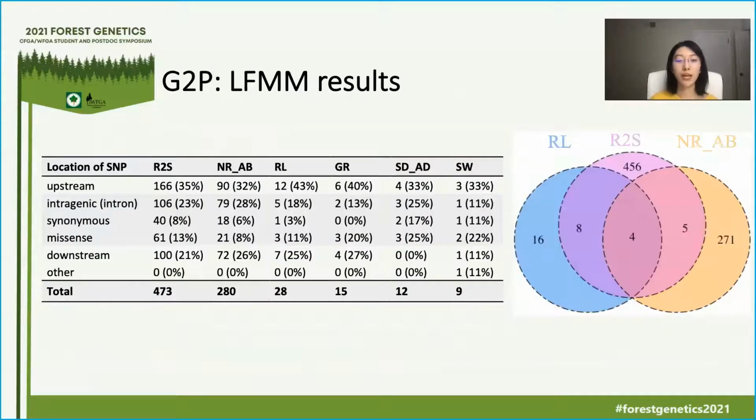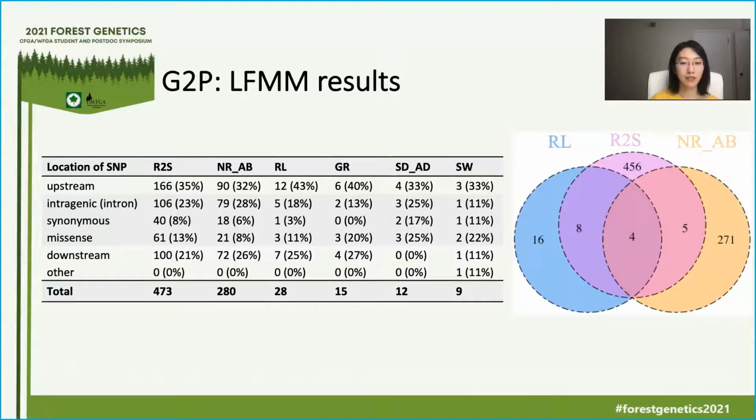For G2P, we used the average trait value in wet treatment as the breeding value of the mother tree to run the LFMM. The table on the left side shows the number of SNPs associated with the 6 drought response variables, as well as the location of SNPs in genes. Root to shoot ratio had the most associations, while shoot weight had the least associations.